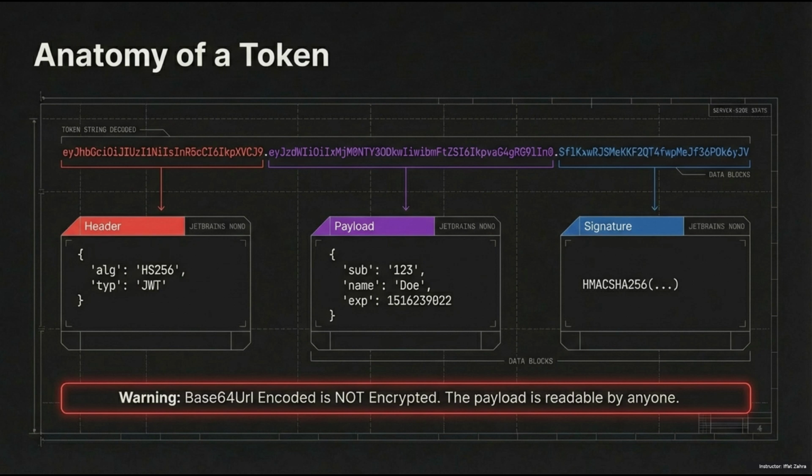The real magic is in the third and final part, the signature. The server takes the header, the payload, and a super secret key that only it knows, and it uses all that to create this tamper-proof digital signature. If a bad guy tries to change even one letter in the payload, say, change their role to admin, the signature will no longer match. The server will know instantly that it's a fake and throw it out. And that's what guarantees the token hasn't been messed with.